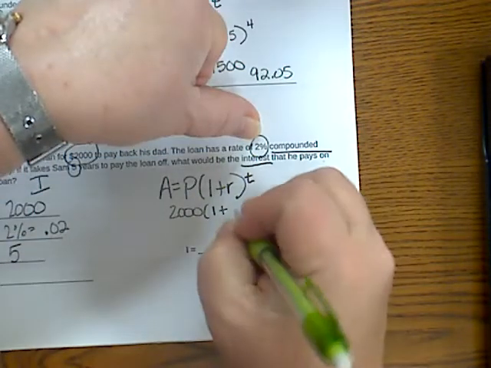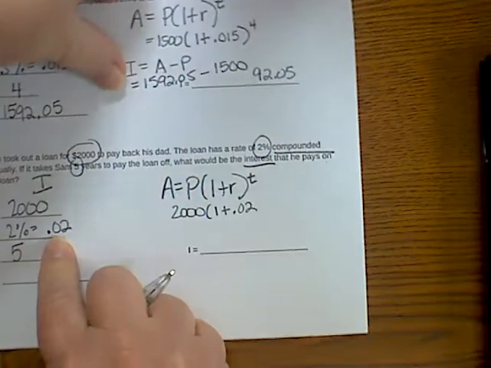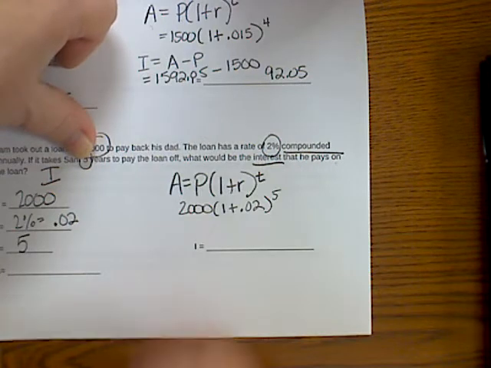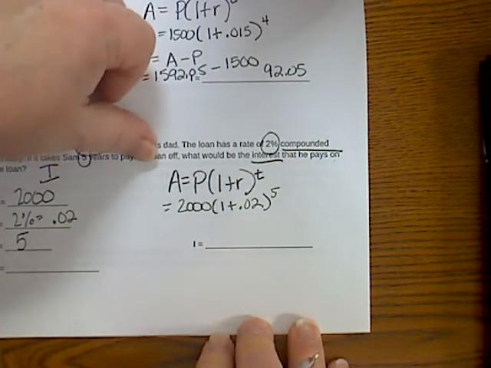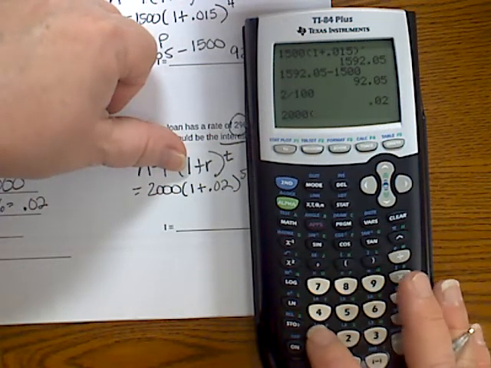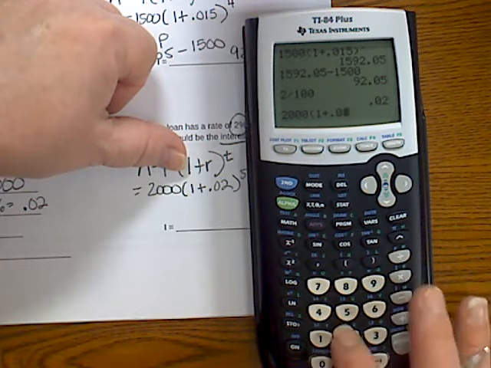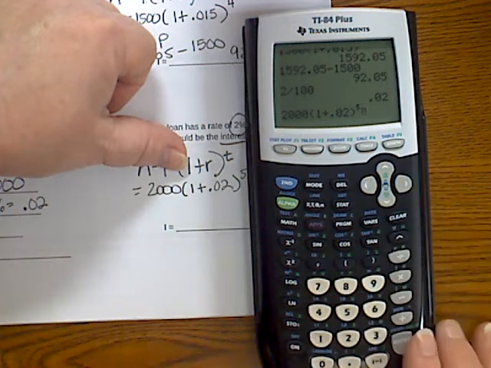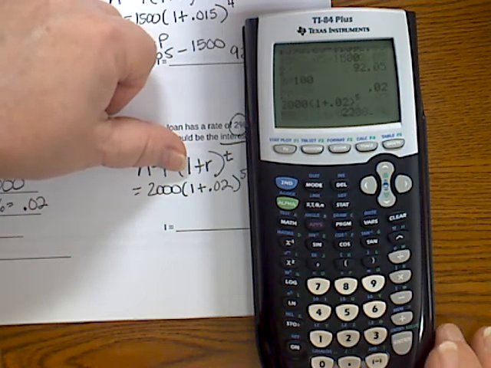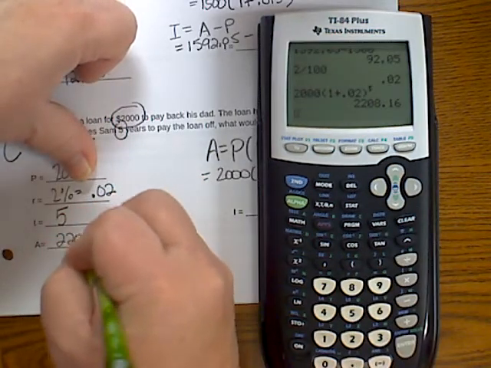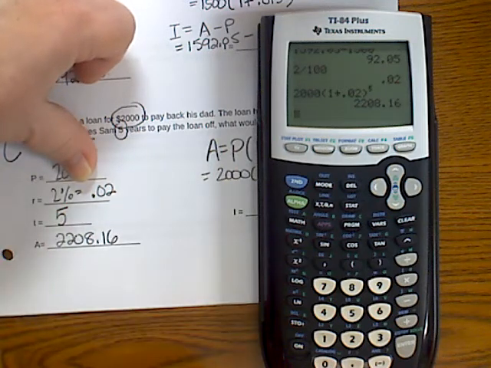Then I need to fill in 1 plus 0.02 because that was my rate as a decimal, to the power of time, which is 5. So now I can put all that in and solve for account balance. 2,000 parentheses, 1 plus 0.02 parentheses, power up, 5, get out of exponent land, and hit enter. And I get 2208.16. 2208.16 is my account balance.